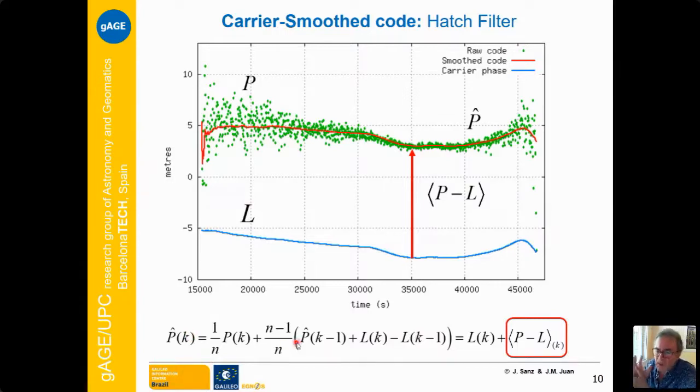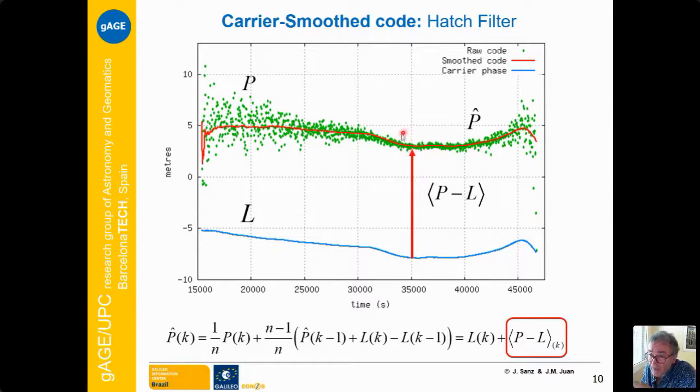From the conceptual point of view, what the Hatch filter does is, in some way, estimate in real time the ambiguity, the distance between code and carrier, and then align the carrier with the code. And this is what we see in red, in real time. It takes some time to converge. This is not perfect, although in this figure it looks very nice.